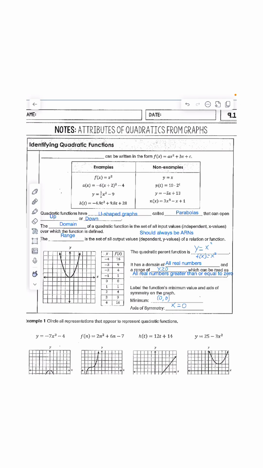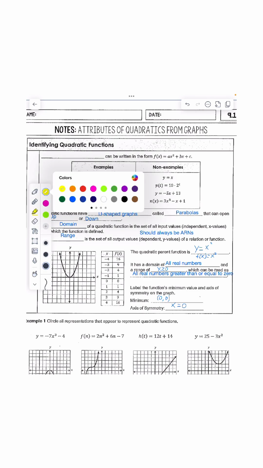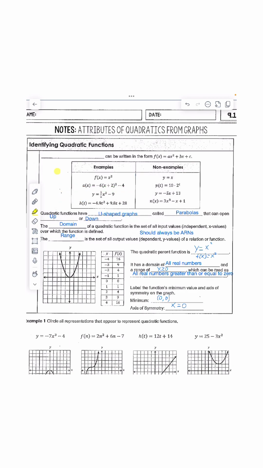All right, 9.1. I already typed out the notes, because I understand my handwriting is not always the best, making your notes on the iPad through the video. So I already went ahead and typed out part of your notes, and I'll just highlight where we're going to be talking about and such.